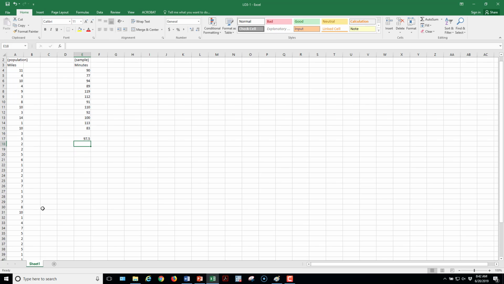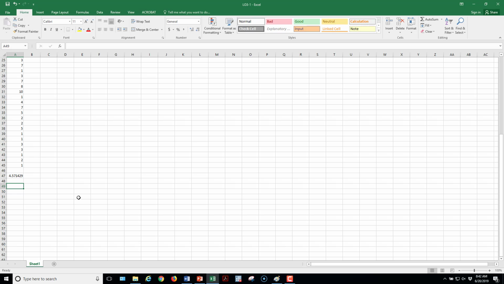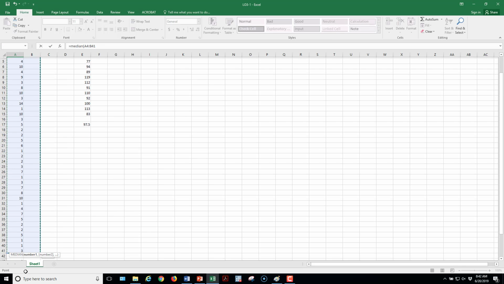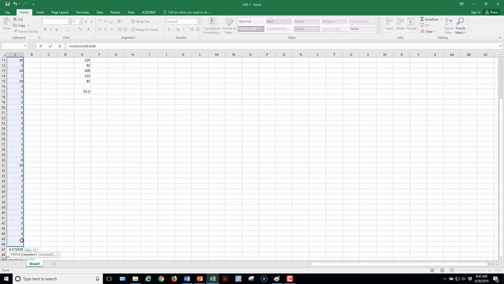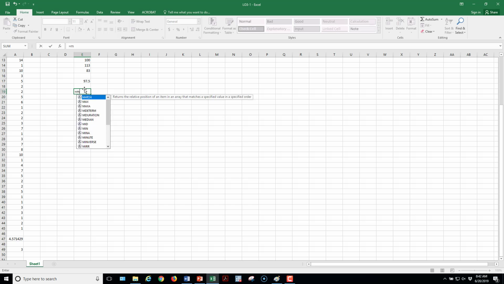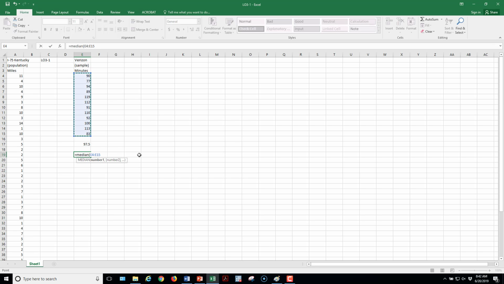Now in Excel, you calculate the median by just typing equal median. Open parenthesis, then select the data, then close parenthesis, click enter, and notice that the value is 3. And here you can do the same. Select the data, and the value is 93.